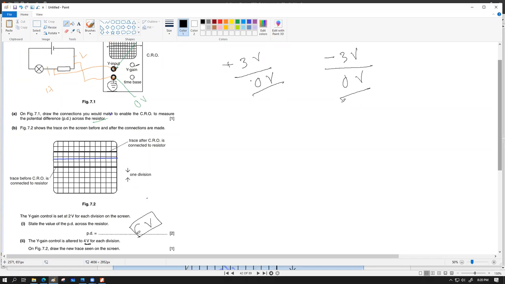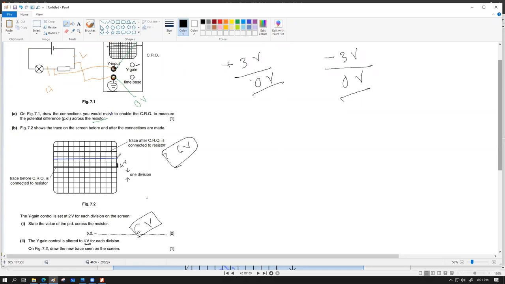Understand the question: the Y gain control is altered to 4 volt per division. Y gain control is basically the scale value of the graph, so if you increase the scale value of the graph you're going to have the graph become squashed. In other terms, you are now going to represent 4 volt by each division. So for the second scenario, if this much represents 4 volt, then my question is how many divisions do you need to represent 6 volt? If this is 4, then here it should be 8, so 6 should be where?